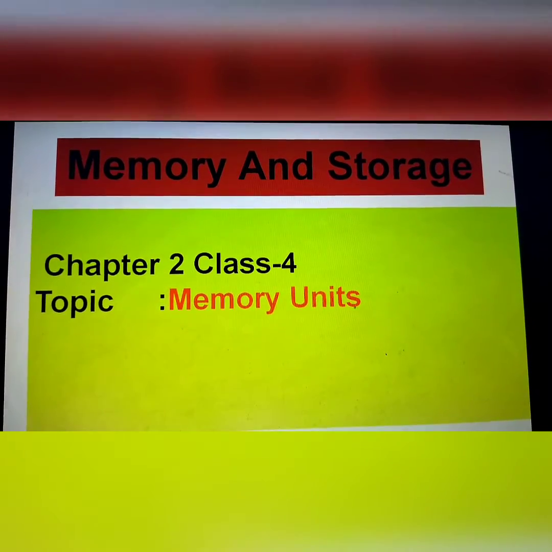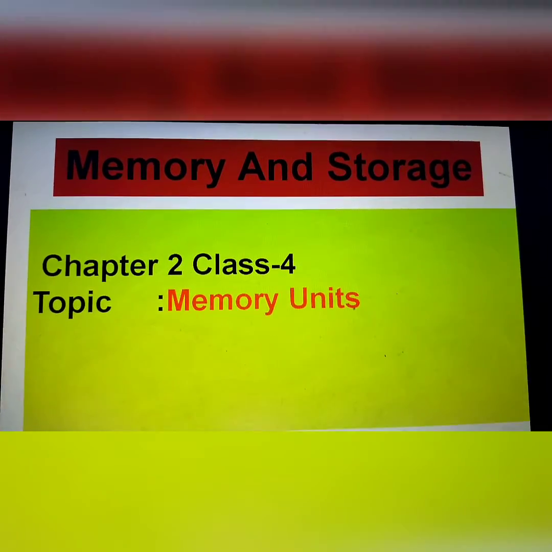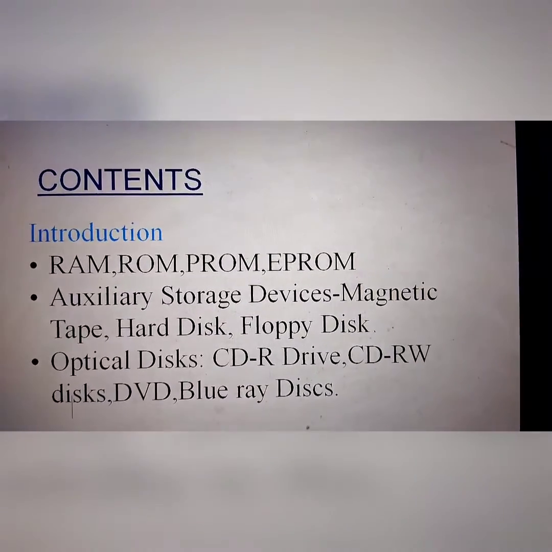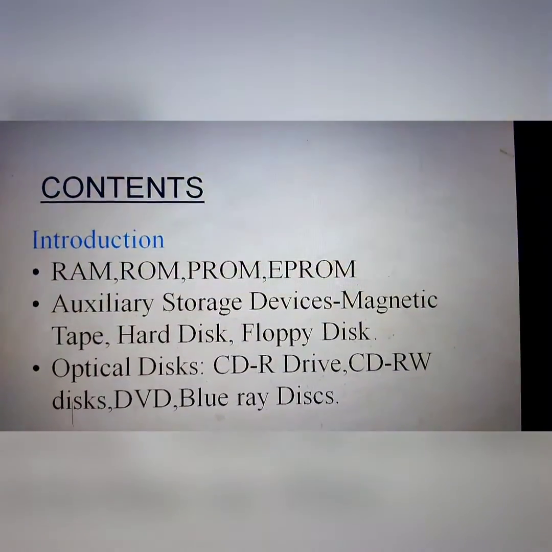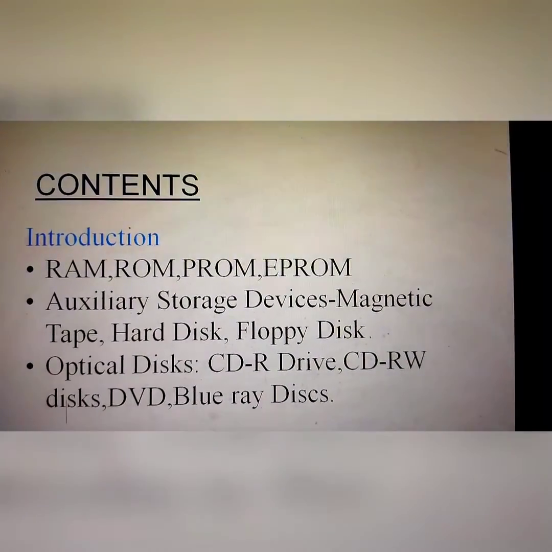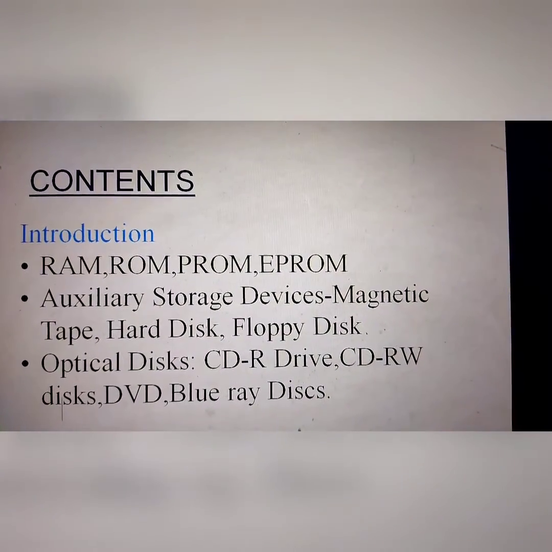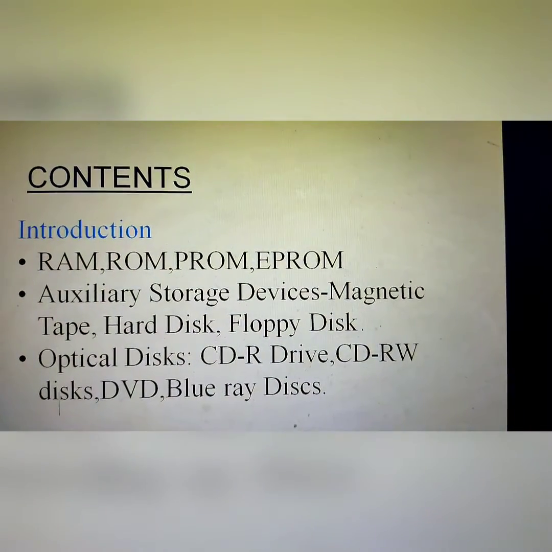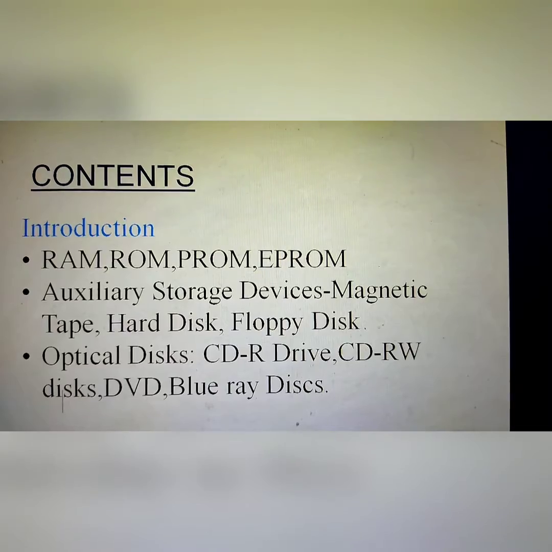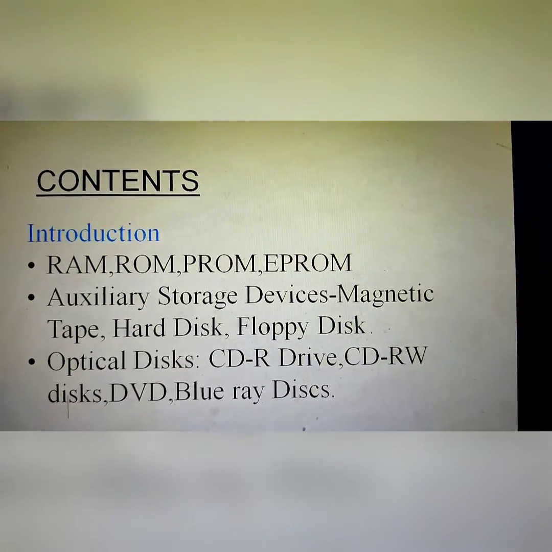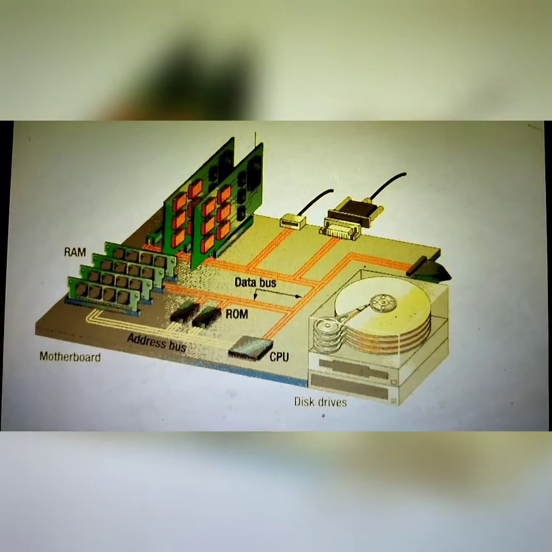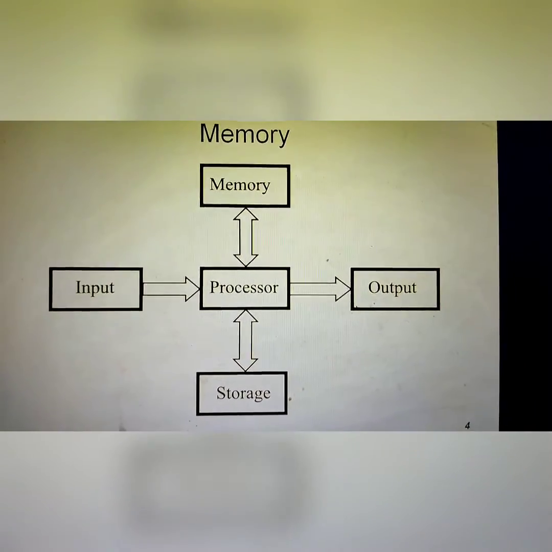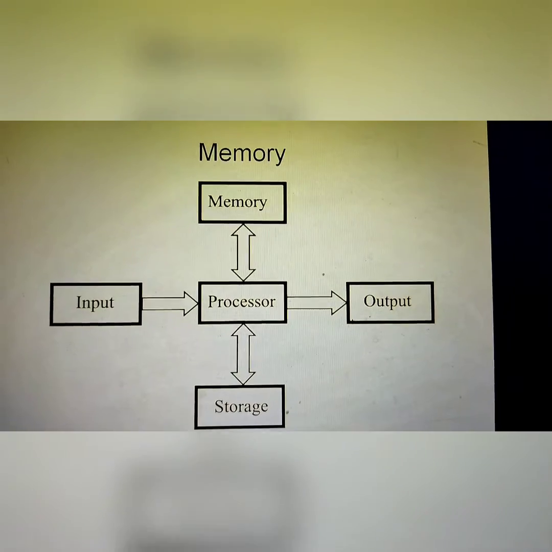So class 4, your chapter number 2, memory and storage. We completed last class contents: introduction, RAM, ROM, EPROM, EEPROM, auxiliary storage devices, hard disk, floppy disk, optical disk, CD, DVD, Blu-ray disc, etc. And we discussed memory, processor, and input output storage.